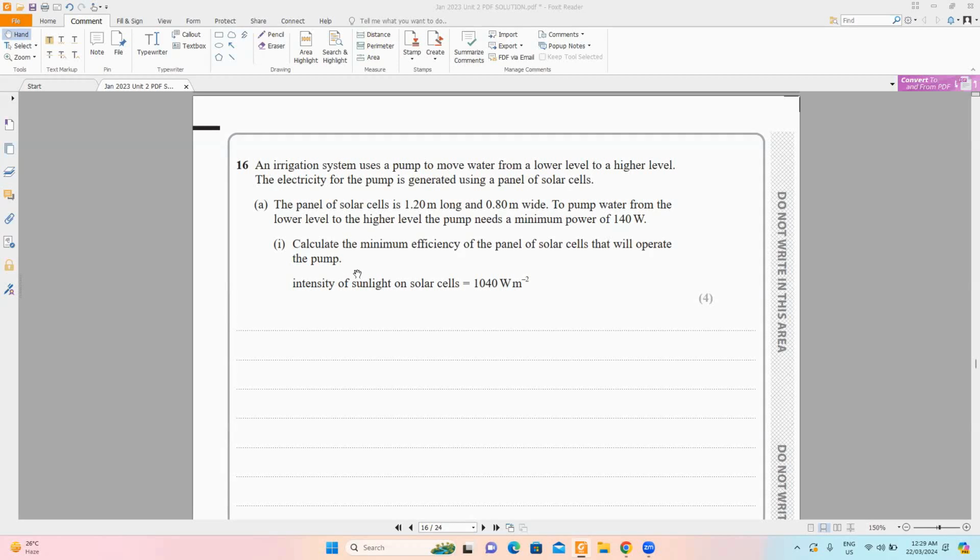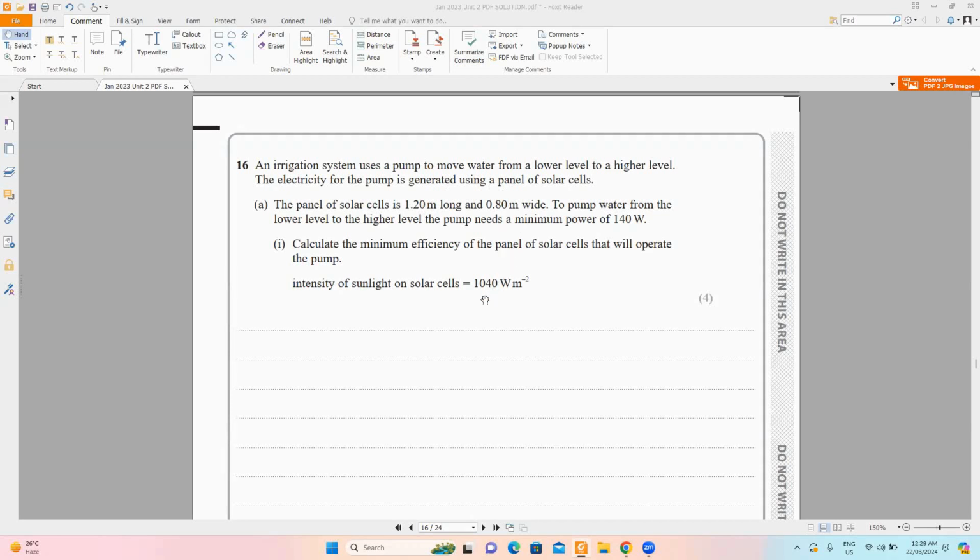And the moment you see intensity, the equation that should pop up in your head is intensity equals power by area. And in that equation, this power is always in the form of light. Remember this. So the moment you come across these quantities, that is intensity and the dimensions of the solar cell, using these dimensions, you can easily find out the area.